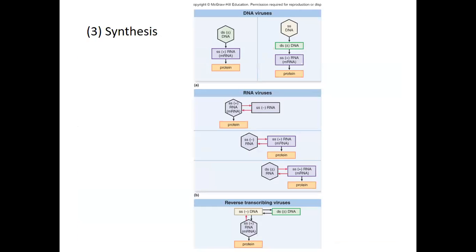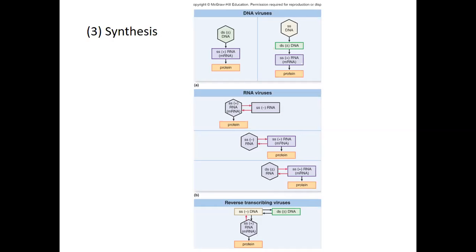Again, don't get overwhelmed here. This is the 3rd step, synthesis. One of the important things that I want you to remember is that you're always trying to make mRNA so that you can make protein. I just like this chart because it's saying, hey, here's what you start off with, DNA or RNA. Here's an interesting group of reverse transcribing viruses, which is actually what the HIV virus is, right?